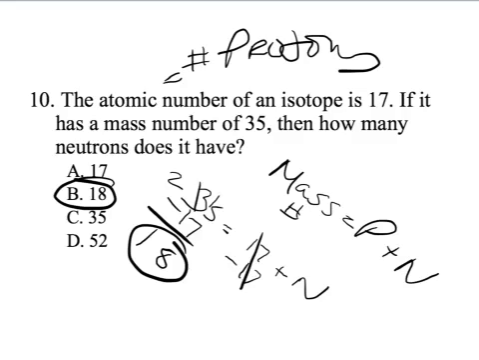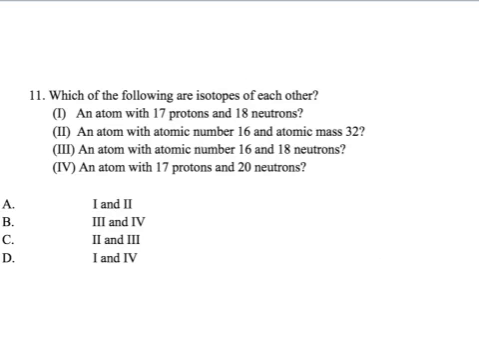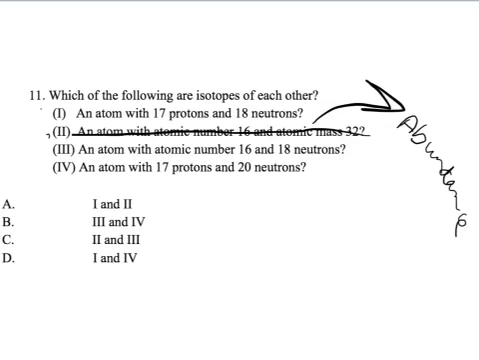Okay, which of the following are isotopes of each other? An atom with 17 protons and 18 neutrons. Let's just start there. Is that going to be an isotope of an atom with an atomic number of 16 and an atomic mass of 32? Remember, atomic mass is not equal to the mass number. Atomic mass is about abundance and relative abundance of the isotopes. So you cannot use this one as a choice. Anyone with 2 in the answer is going to be wrong because you can't use atomic mass.